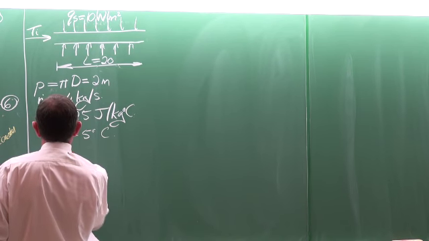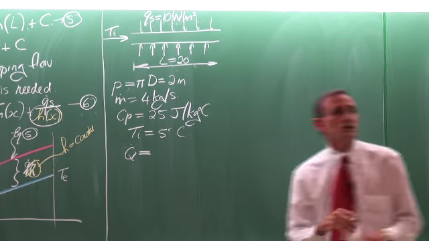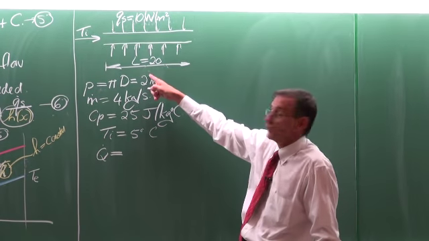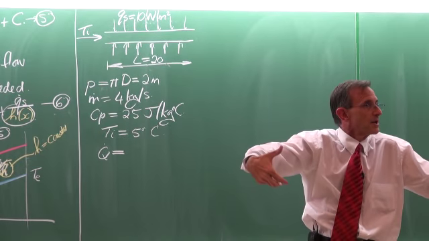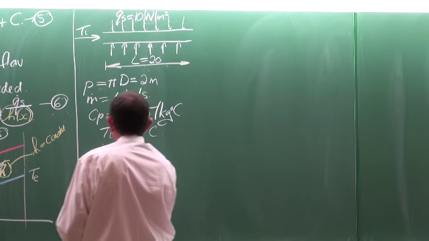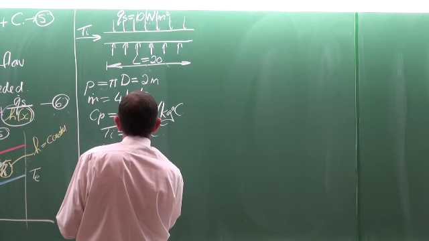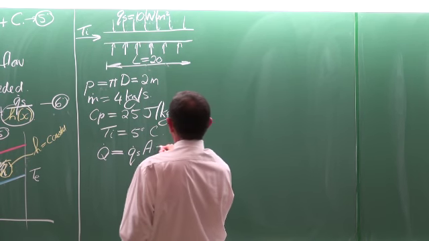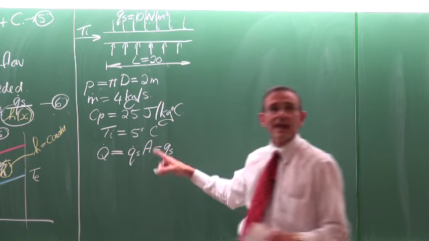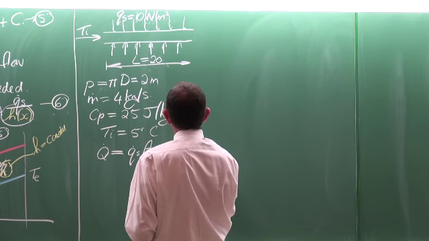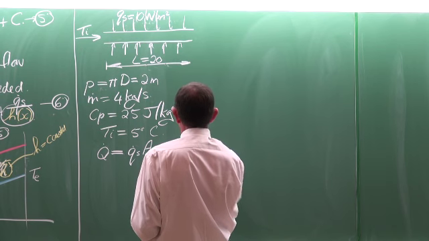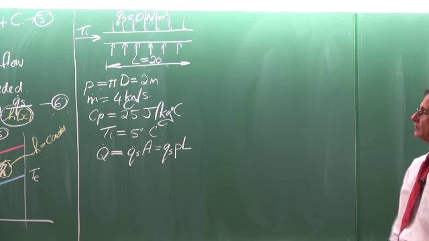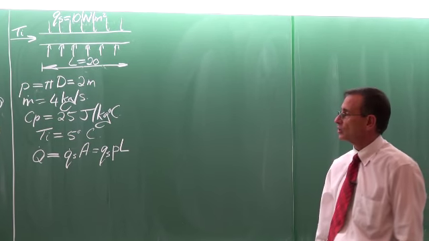So, where do we start? Let's start by looking at the total heat transfer, because we have the heat flux, we have the length, and we have the perimeter. So it's very easy to calculate the total heat transfer rate, which is equal to Qs multiplied by A, where the area is just P multiplied by L, the perimeter multiplied by the length through which the heat transfer will occur.